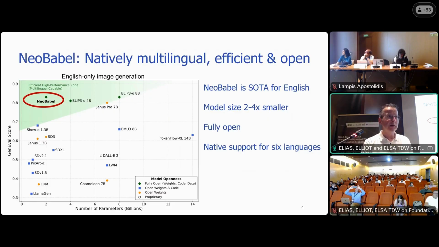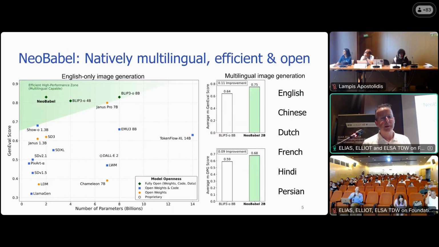Because all benchmarks are English only, we also created multilingual variants of existing benchmarks. And when we compare on those multilingual benchmarks, we see a big gap between us and the best alternative approach, BLIP3-o. We provide models for English, Chinese, Dutch, French, Hindi, and Persian. So quite a diversity of languages.